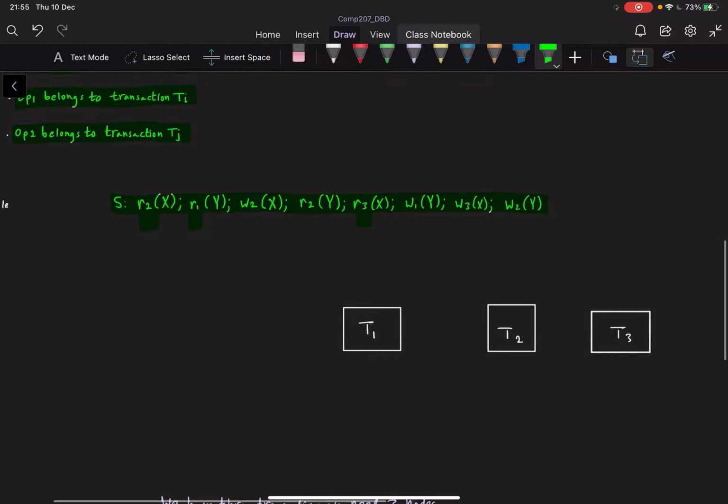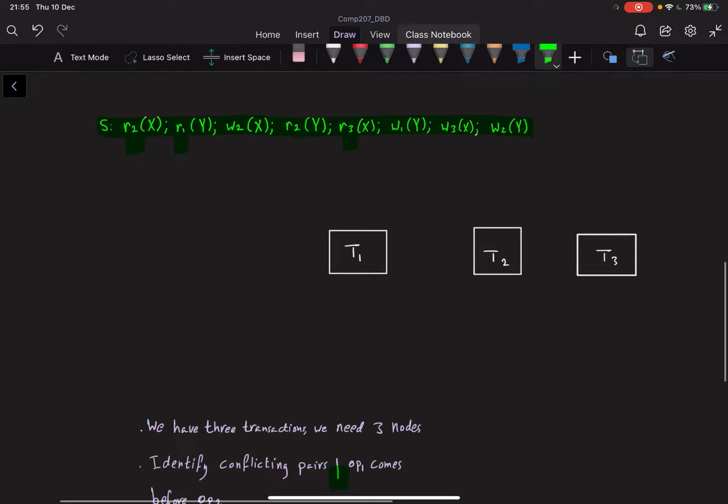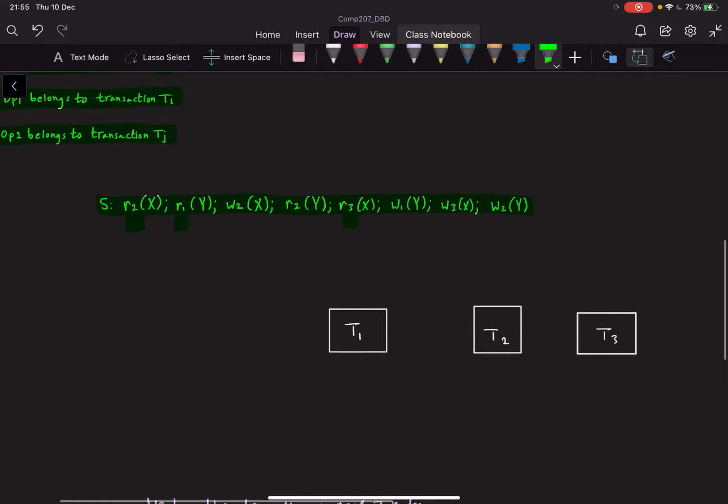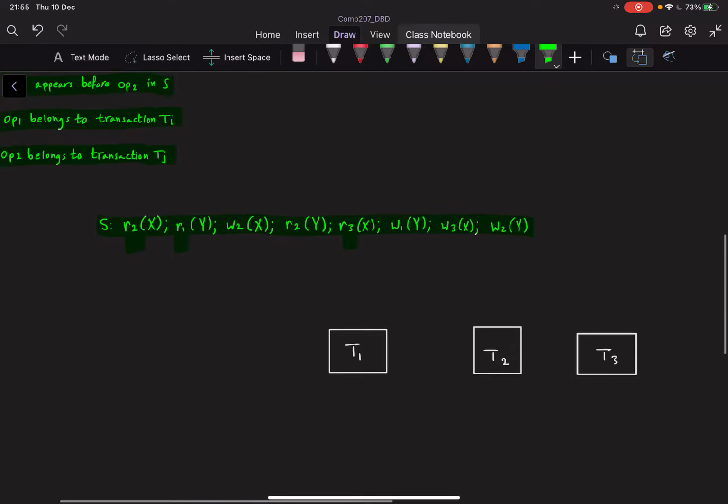Right, so let's start identifying the conflicting pairs, starting with the first operation, which appears to belong to transaction 2. If you want to revise conflicting pairs, just please Google it or see my videos if there is any on conflicting pairs. Okay, right, so we have R2 on X.